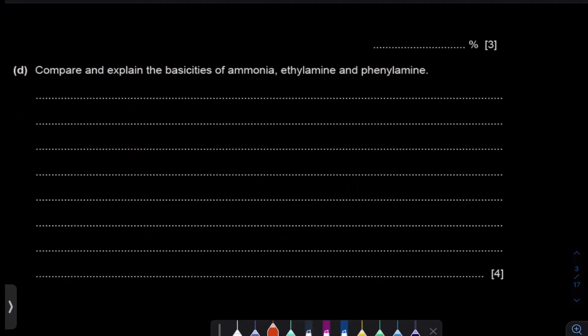Compare and explain the basicity of ammonia, ethylamine, and phenylamine. Again, you just have to compare them in terms of which one has a lone pair which is free to react and which one has a lone pair which is not. या कोई lone pair ऐसा हो जो inductive effect की वजह से ज़्यादा available हो गया हो. So for example, in the case of ammonia, you have just the lone pair available like this. In the case of ethylamine, there's a positive inductive effect from this ethyl. So this is going to be more reactive.